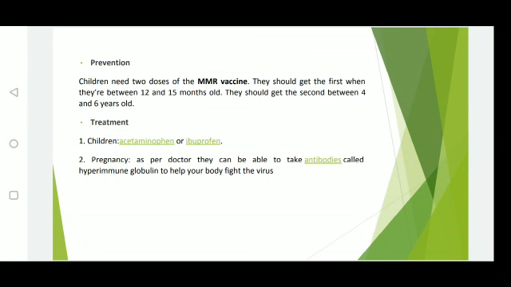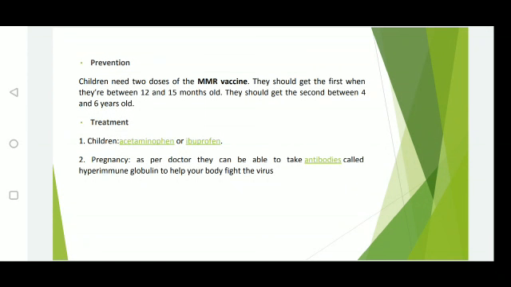Then we give 2 doses. The first dose is in the 9th month or within the 1 year, and the next we should give between 4 years and 6 years. Then treatment: for children we give acetaminophen, that is paracetamol, or brufen. And next is pregnancy. In pregnancy, as per the doctor, they can give antibodies.